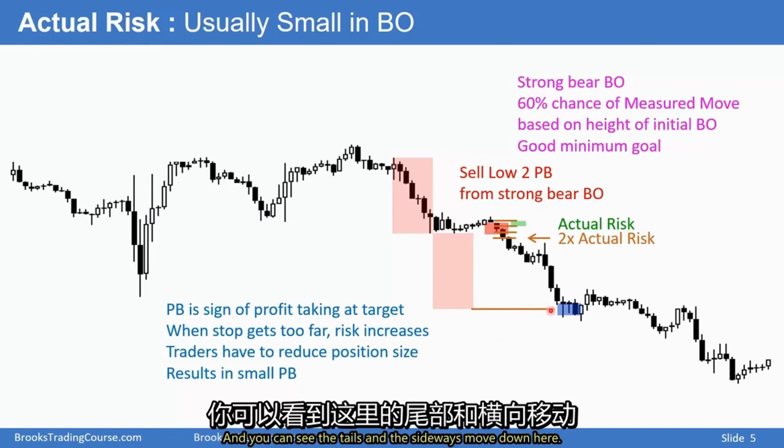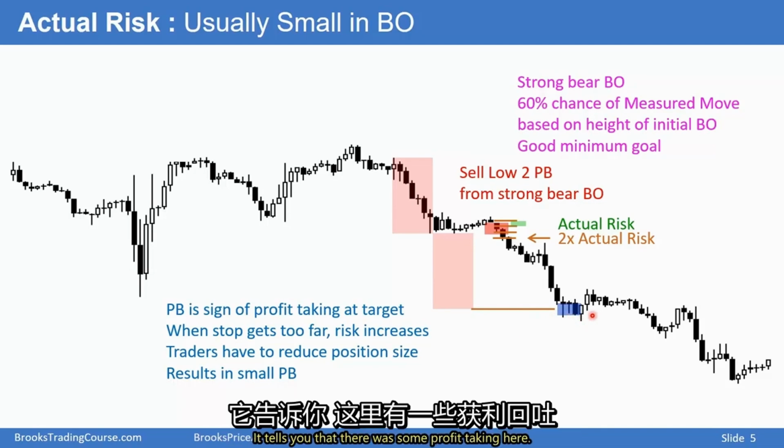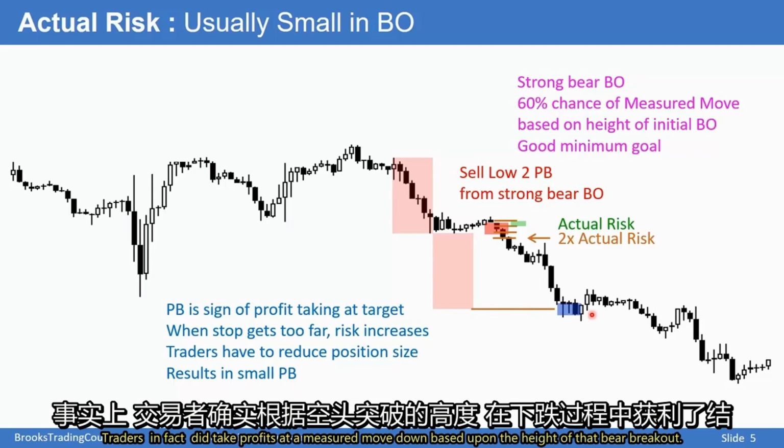And you can see the tails and the sideways move down here. It tells you that there was some profit taking here. Traders, in fact, did take profits at a measured move down based upon the height of that bear breakout.